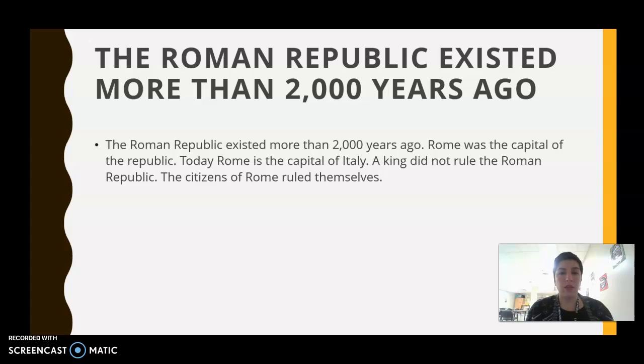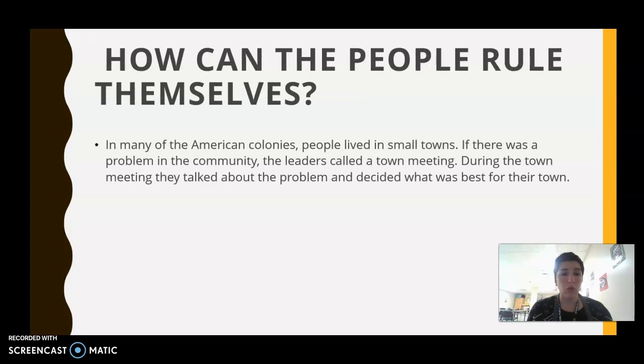The Roman Republic existed more than 2,000 years ago. Rome was the capital of the Republic. Today, Rome is the capital of Italy, but the capital of the Roman Republic was Rome, and the Roman Republic went all over Europe. It was very, very big. A king did not rule the Roman Republic. The citizens of Rome ruled themselves, very much like the United States. How can the people rule themselves?